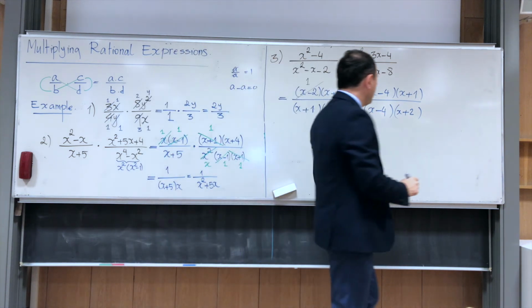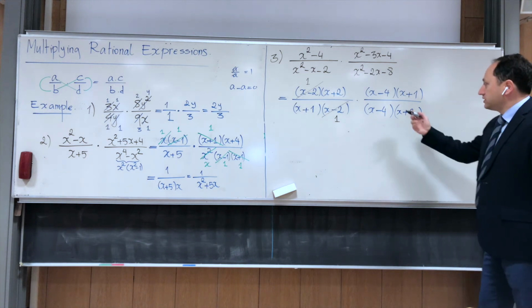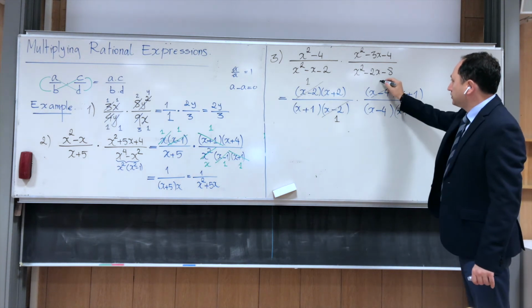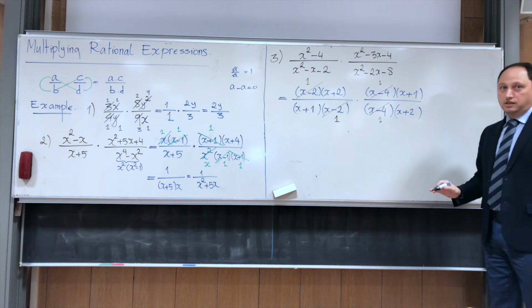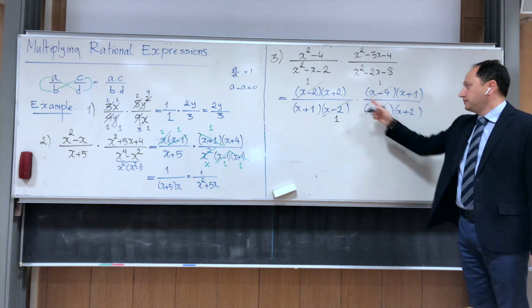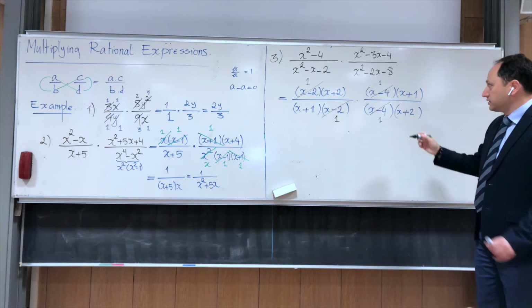Is it possible to simplify something vertically here? The answer is yes. I divide by x minus 4, it's 1. I divide by x minus 4, it's 1. But now it's not finished yet. Don't be in a hurry. It might happen that I can simplify in a cross-manner way, which I can in this case, yes.